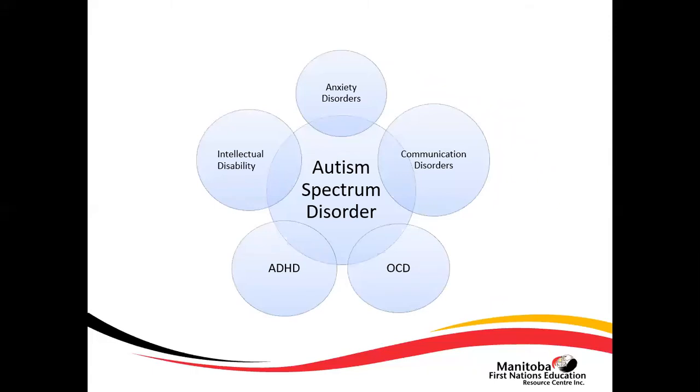So autism is a very complex diagnosis. A lot of the symptoms, characteristics and behaviors associated with ASD often resemble symptoms of other diagnoses. So these are just some examples. If we look at, for example, OCD, obsessive compulsive disorder, a lot of the compulsive or ritualistic behaviors associated with OCD often resemble those ritualized routines and perseverative behaviors associated with autism.